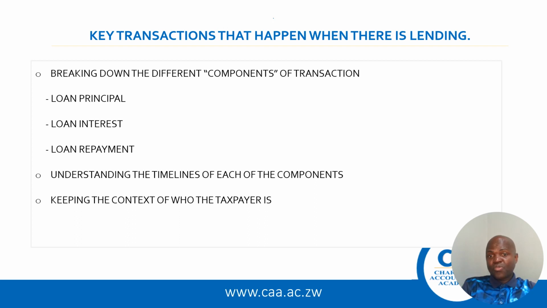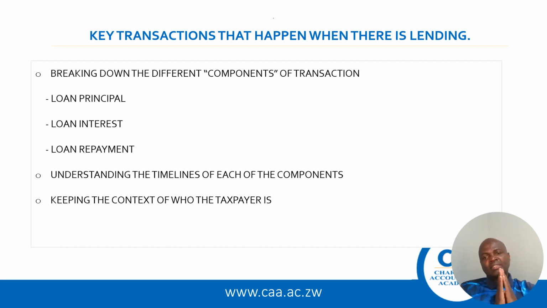You need to keep the context of who the taxpayer is. More often than not, we see candidates discussing the loan principle in the hands of the lender when they are required to discuss it in the hands of the borrower. That has actually opposite effects in some cases, where with the lender, the loan interest will be income to them, to the borrower, that will be an expense. And so for tax purposes, the lender is looking at applying gross income principles, whilst the borrower is applying the general deduction principles.